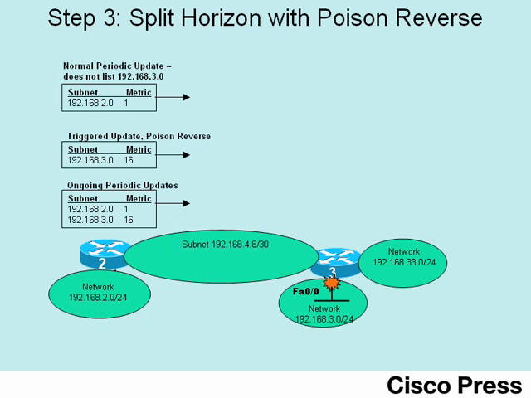Ongoing after that, whenever R2 sends its periodic updates, it now includes 192.168.3.0 with metric 16 in those routing updates. In effect, R2 is suspending split horizon rules for a period of time for that one network that has failed. So the term split horizon with poison reverse is a short version of saying we'll use split horizon, but we'll suspend those rules to send poison reverse routes as need be.